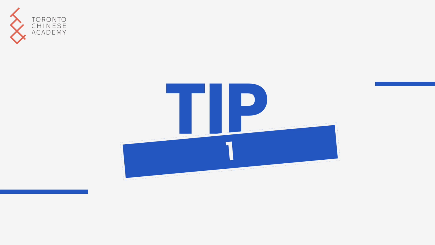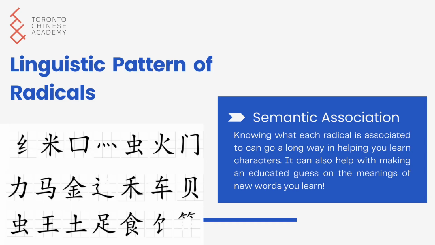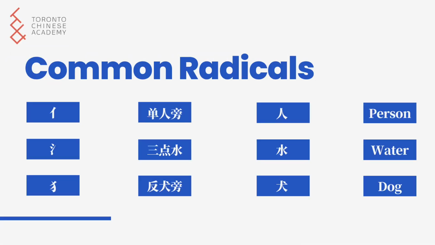Here is your first tip. Knowing what each radical is associated to can go a long way in helping you learn the characters. It can also help with making an educated guess on the meaning of the new words you learn. Here is an introduction to some common radicals and the meanings they are associated to.